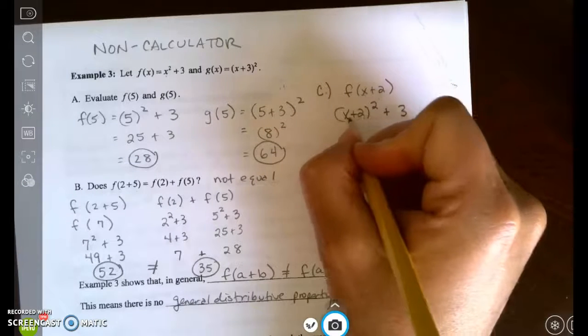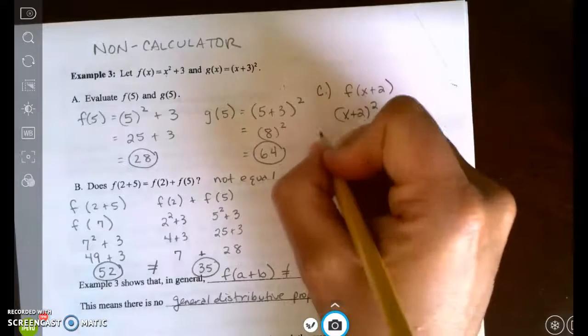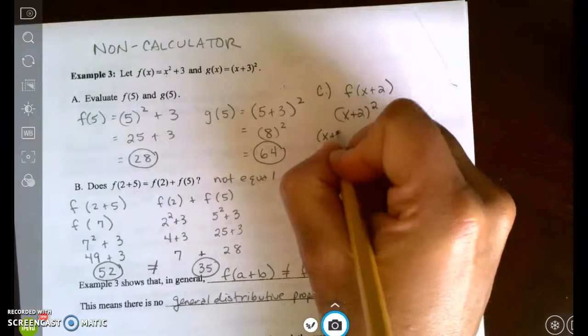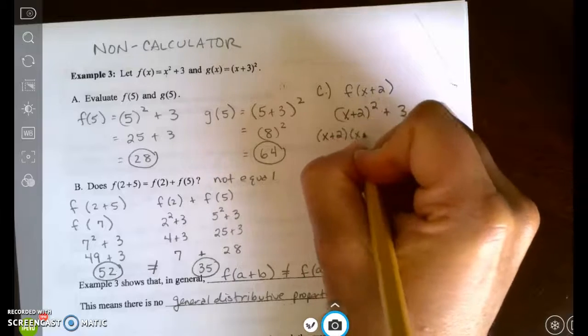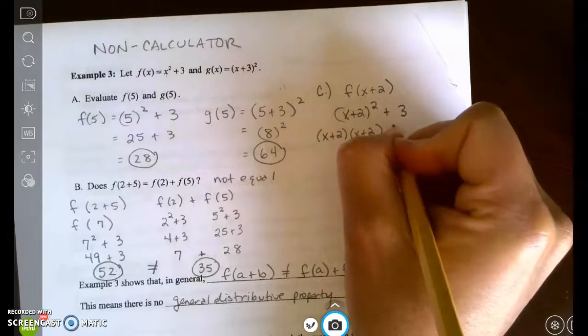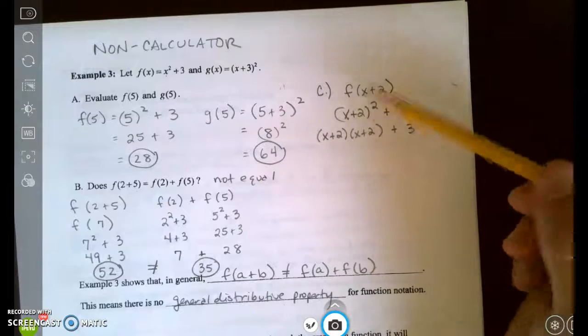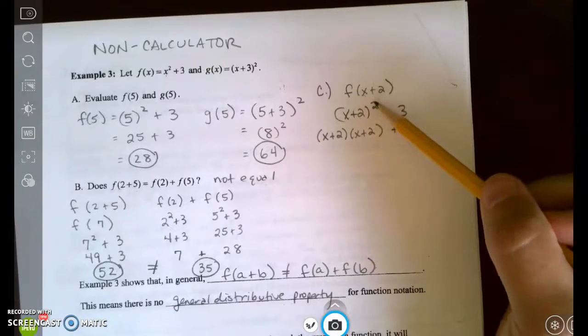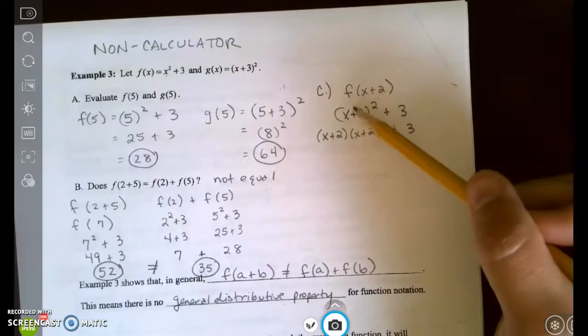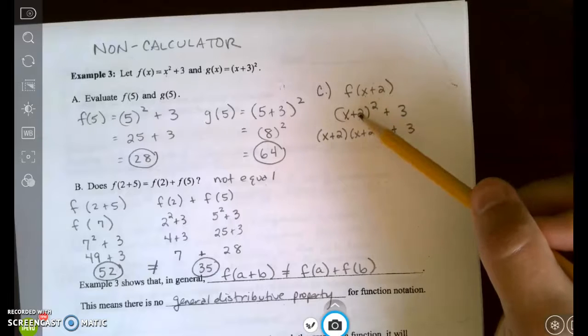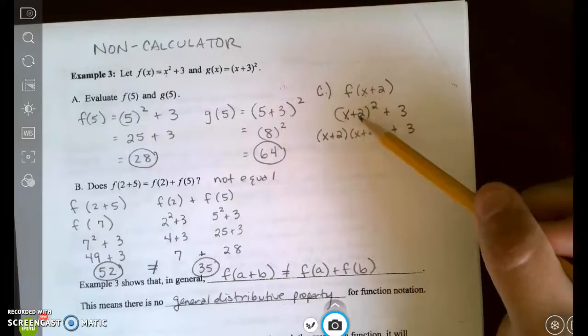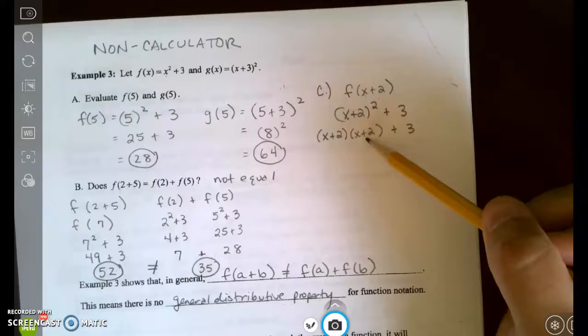So x plus 2, that quantity squared. I've got to remember that that means x plus 2 times x plus 2, and then don't forget that plus 3. The biggest mistake I usually see here is people try to distribute this and say it's just x squared plus 4, which is not correct because it's the quantity x plus 2 multiplied by x plus 2.